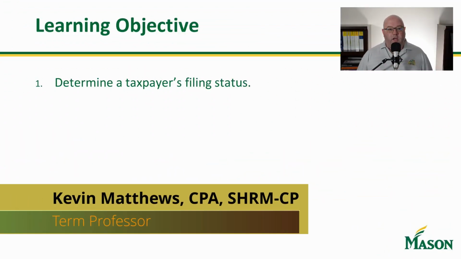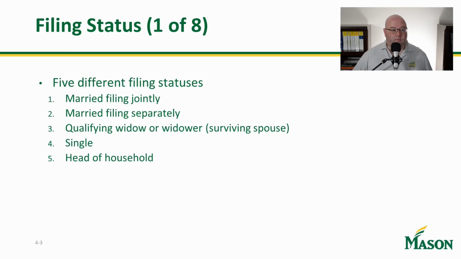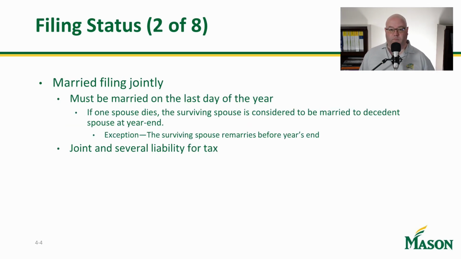Okay, so in this video, we're going to do determining the filing status of the taxpayer. With filing status, you actually have 5 different types. The first filing status that you have as an opportunity is going to be married filing joint. And you're also going to have married filing separate, qualifying widower, single, and then head of household.